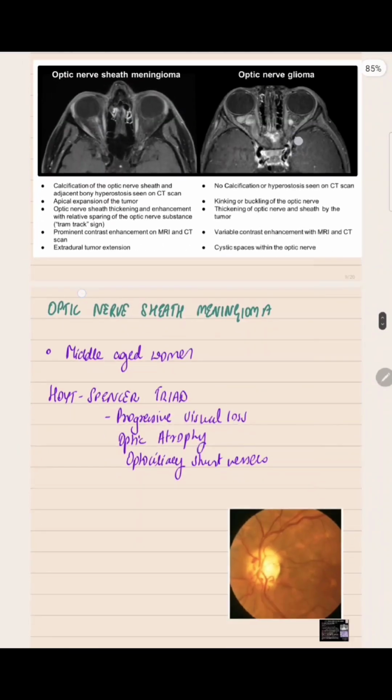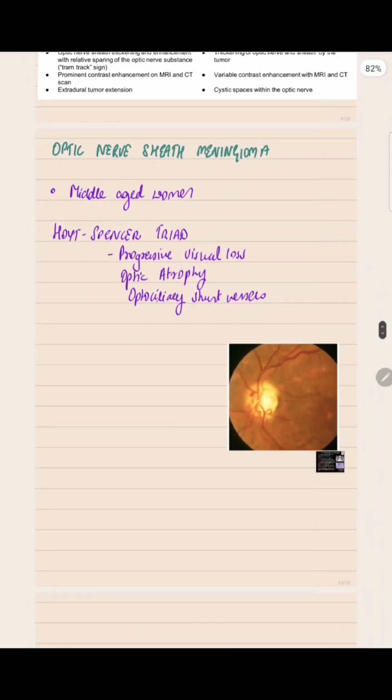Next is optic nerve sheath meningioma. Two-thirds of all the meningiomas affecting the optic nerve arise from extension of primary intracranial lesions. Primary optic nerve sheath meningioma typically affects middle-aged women and elderly patients.